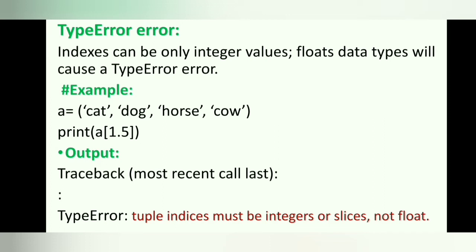Python will not return any error message if we use boolean values true or false, because the numeric value of true is 1 and false is 0. So by using boolean values, we can access the first and second items in the tuple.